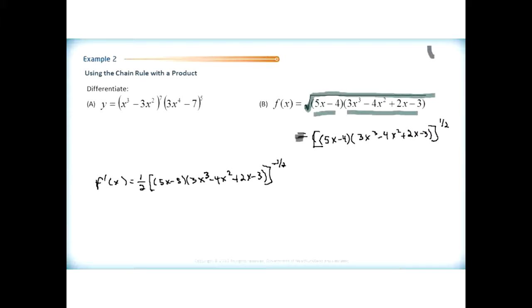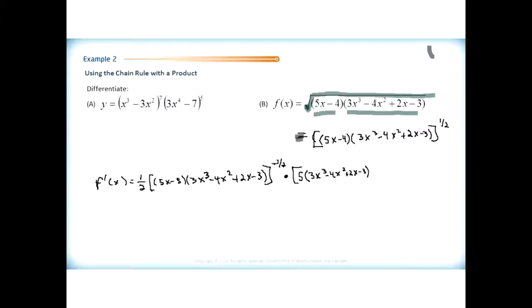So I've done the outermost business of the derivative. Now I have to differentiate what's left inside there, and this is where the product rule comes in. So I have to find the derivative of those two factors multiplied together in there. Using my product rule, I've got to multiply by the derivative of those things. The derivative of the first one is just going to be 5, so that's nice, times the second, which is 3x cubed minus 4x squared plus 2x minus 3.